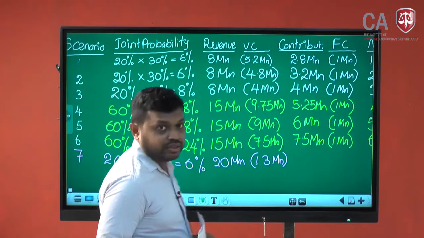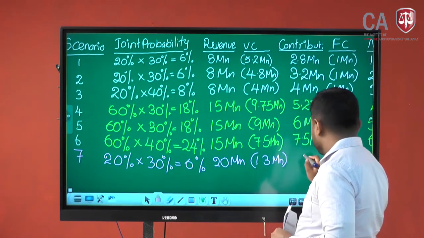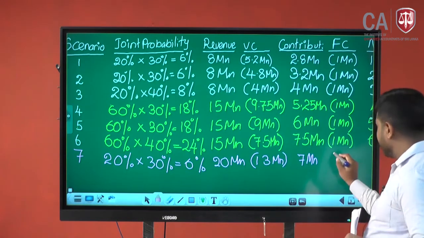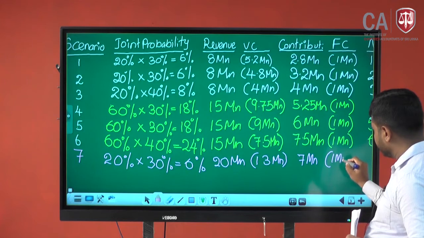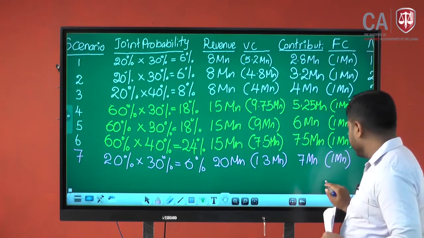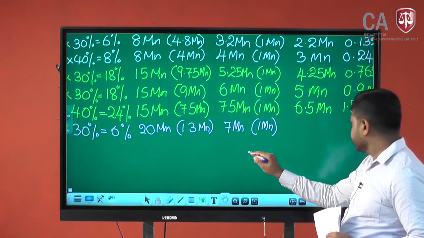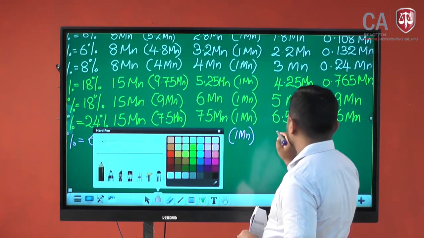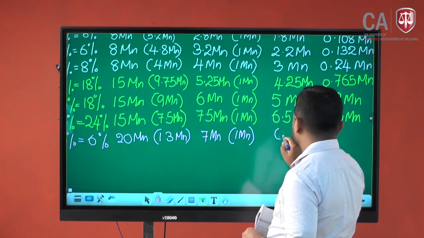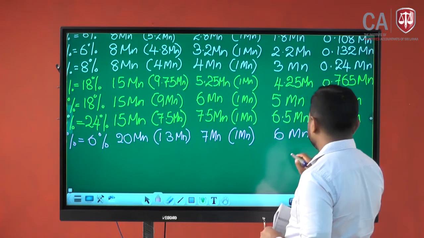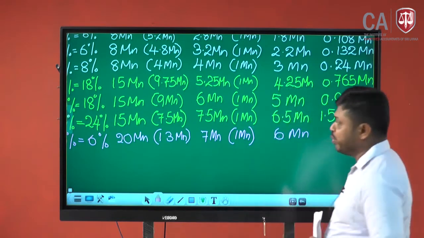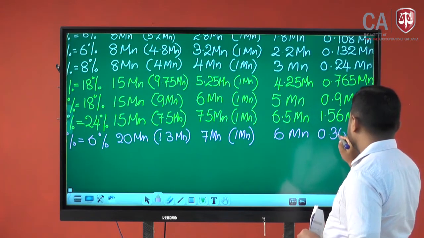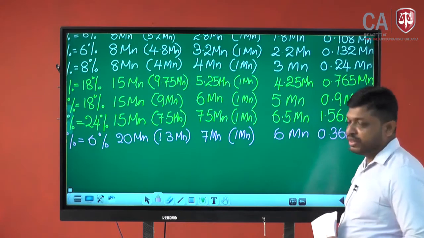20 minus 13, you will end up with 7 million contribution. Then you will deduct another 1 million fixed cost. Then you will end up with 6 million net profit. 6 million into the joint probability of 6%, 0.36 million, that is 360,000.